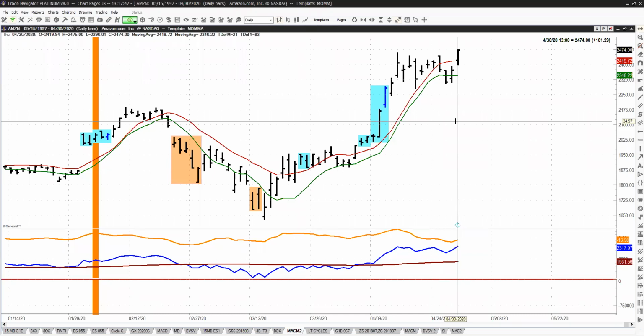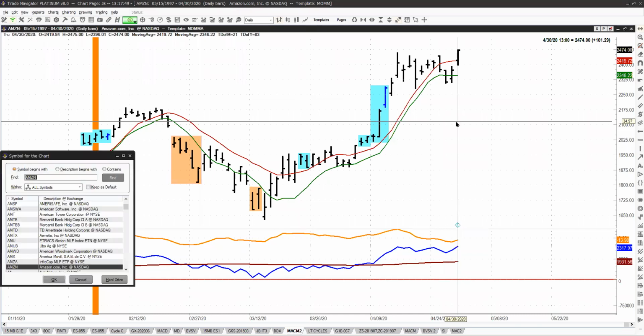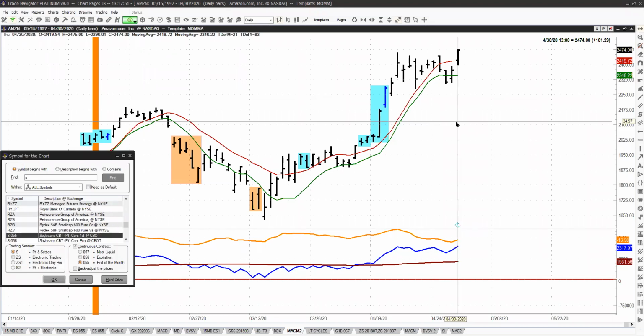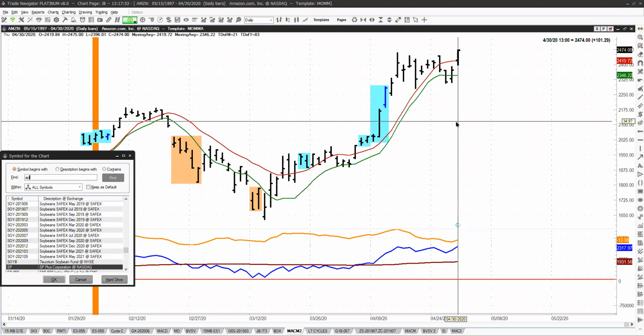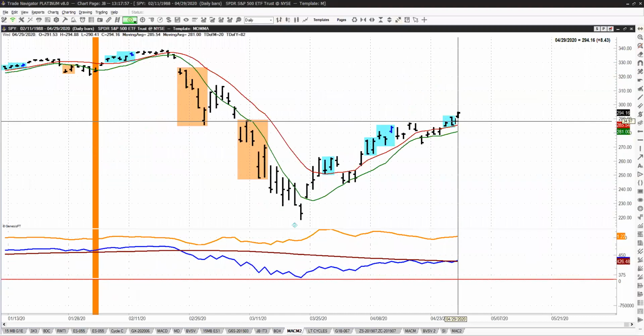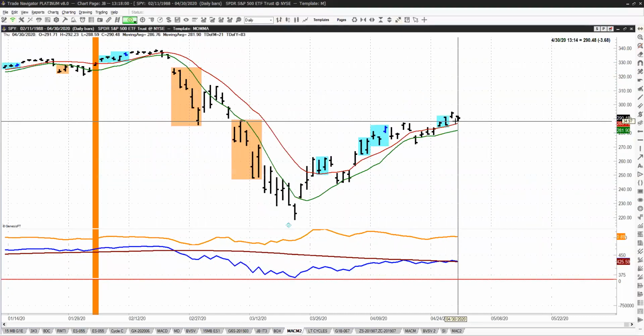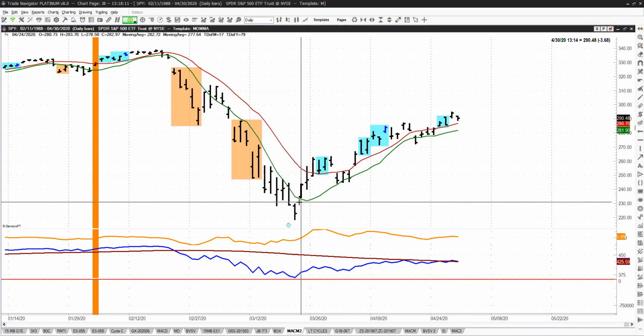What about the S&P 500? SPY in this particular case. Here we go. Here's a spider. And again, nice bull trend. Bullish divergence setup and trigger, the orange line at the bottom of the move. Triggered one day after the low, still in an uptrend. Let me show you something interesting. Let me see if I can get it for you. Hang on one second.